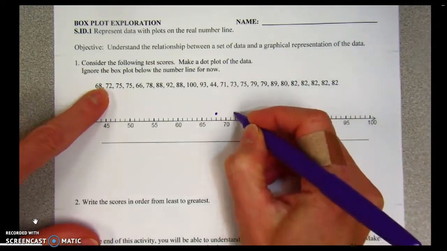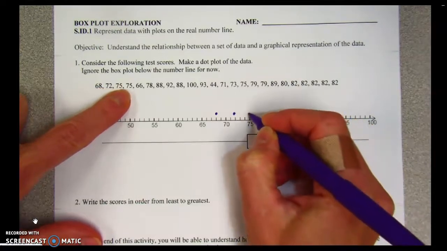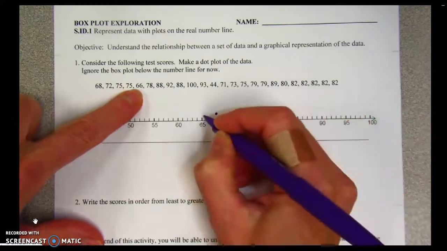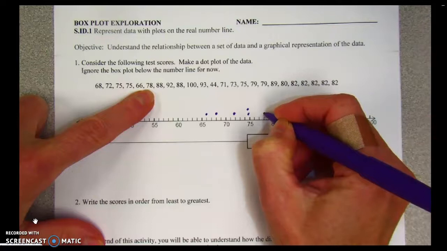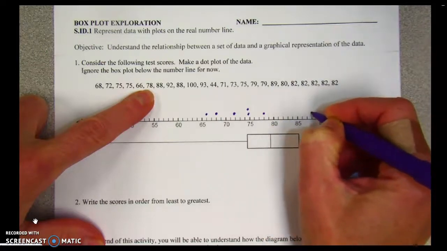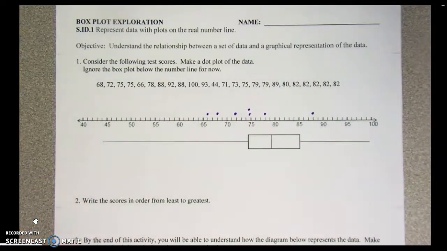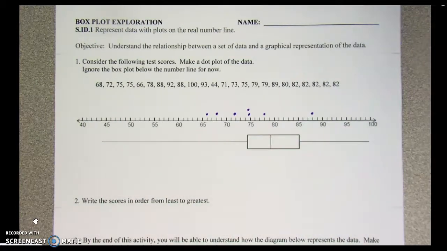72 would be right there. 75 has two scores of 75, so I've got to put two dots. 66, 78, 88, and so on. I'll let you pause the video right now while you finish this. We're not doing anything with the box plot for right now, just making the dot plot.